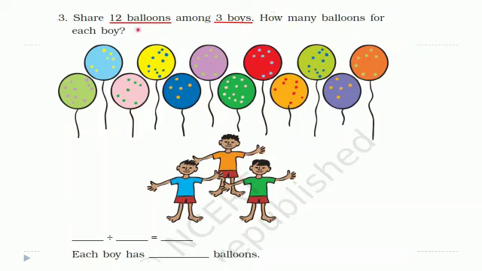So what we will do? We will do 12 divided by 3. What will we get? Yes, 3 fours is 12. So we will get 4. So each boy has 4 balloons.